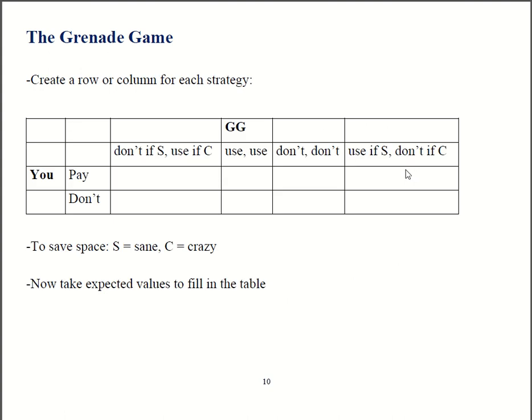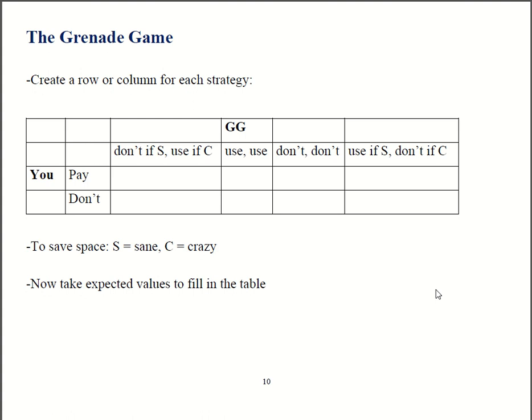So here's how that is going to work. First, here's the table. I made Grenade Guy the column player because I have more space with columns. I have 4 columns, and you're the row player with your 2 strategies, pay or don't pay. To make sure it all fits on one page, I abbreviated S for sane and C for crazy. So here's, I'm not going to use the grenade if I'm sane, but I will use it if I'm crazy. That's what this column represents.